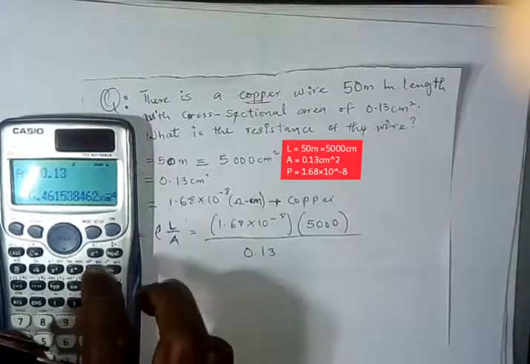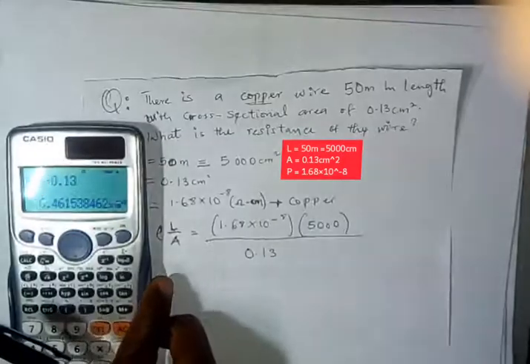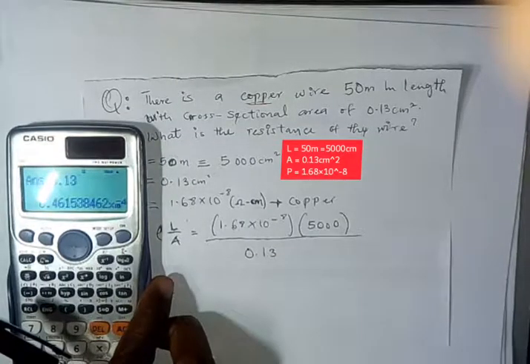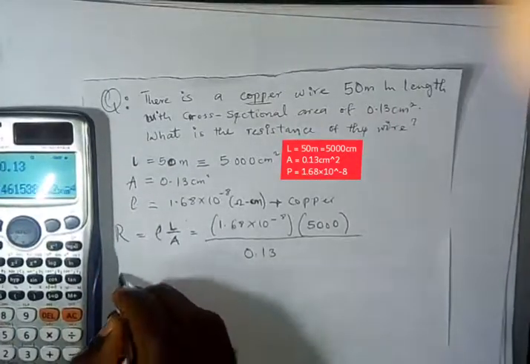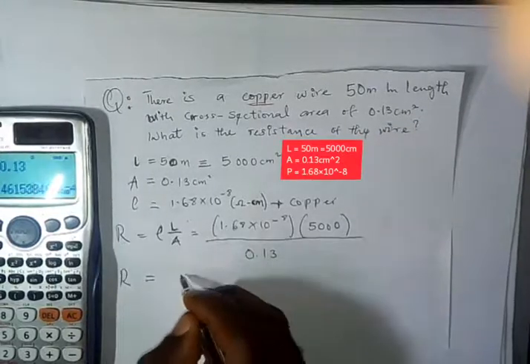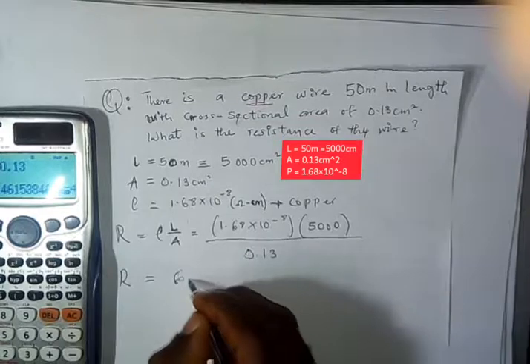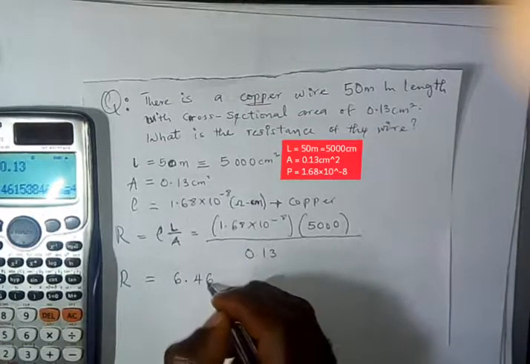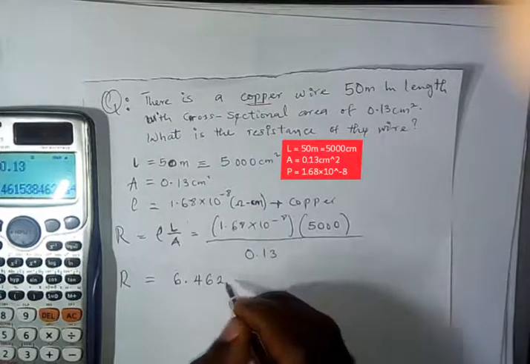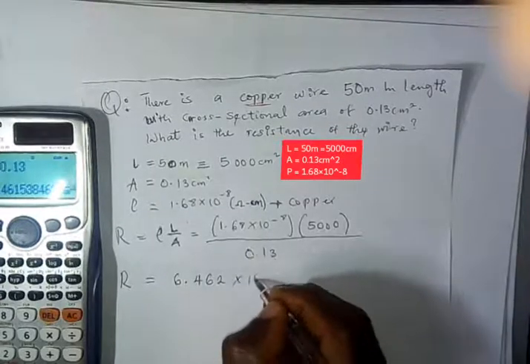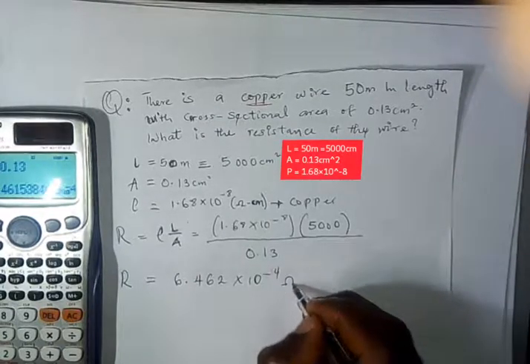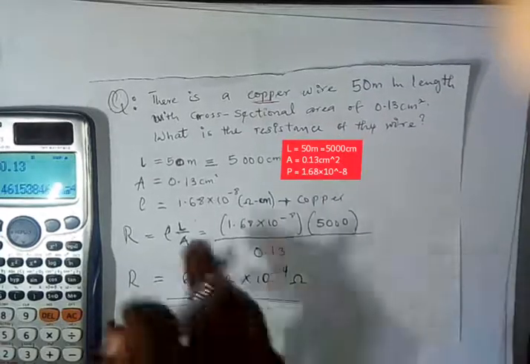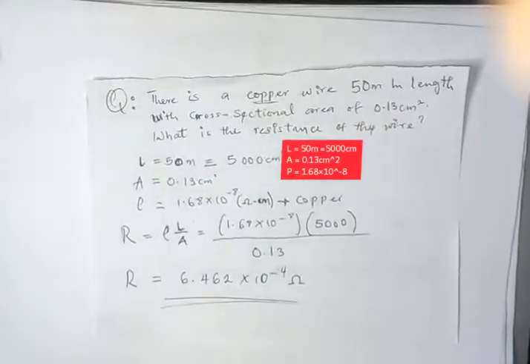So this is what we're going to have: 6.461538462 times 10 raised to power minus 4. I'm going to shorten this one way or the other. So we have 6.462, if you like, in three decimal places, times 10 raised to power minus 4. Our unit is going to be in ohm, because that's the resistance of that particular copper wire. So that is that on the resistance of copper.